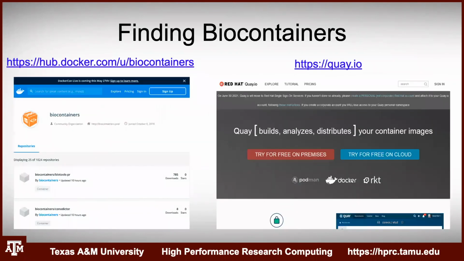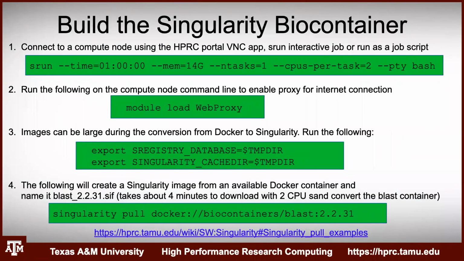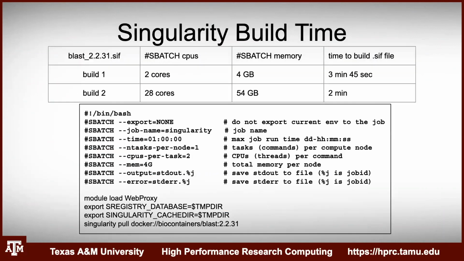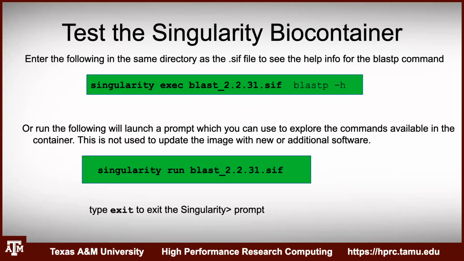You can do this. So here's essentially a quick rundown. Connecting to the HPRC portal, srun for an interactive job, load the web proxy, then convert right here. So this is essentially setting up these variables, and then Singularity to pull the Docker container that you want to use and run it. So I guess we'll leave it at that. If you have any questions about biocontainers, just reach out, and the help desk will be able to help you through it.